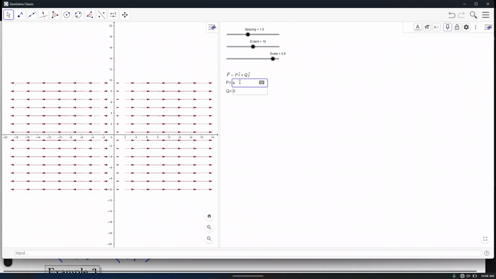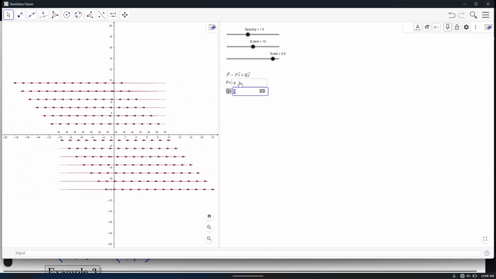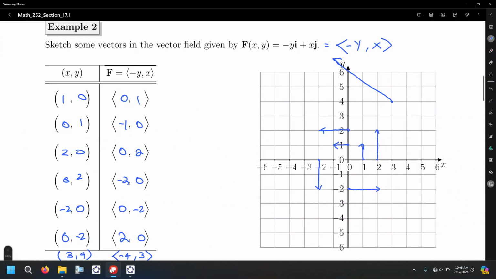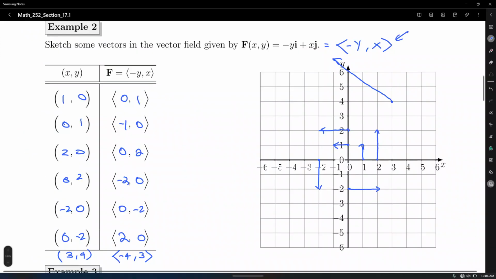So that is negative y and x. Yep, it's spinning, right? Of course, we don't have to plot all these infinitely many vectors. So yes, there's a special name for this kind of vector field, by the way. This is called the rotational vector field, or also it's called radial vector field. There's a special name.